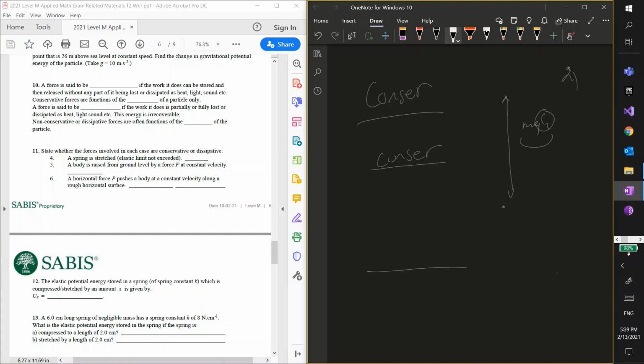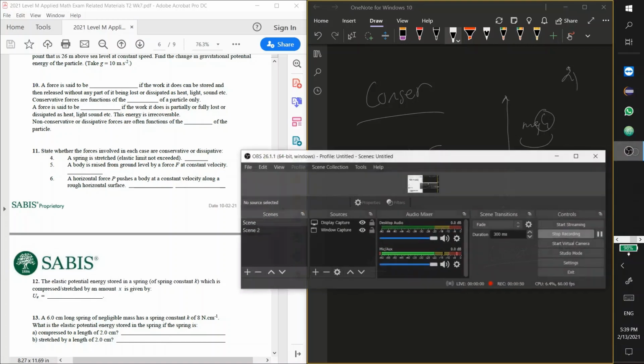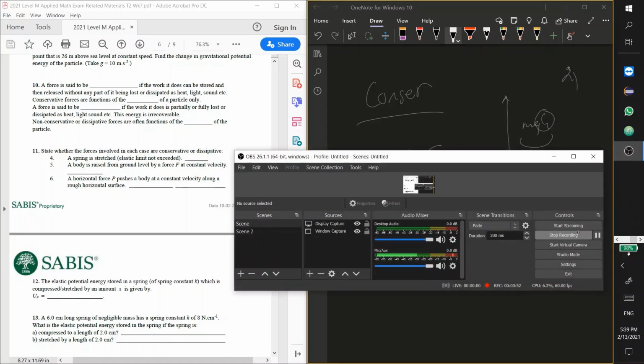A horizontal force is being pushed on a rough horizontal surface, and you have friction. If you have friction, that means it's dissipative, or non-conservative. Dissipative is non-conservative because when you have friction, you lose energy as heat between you and the floor.